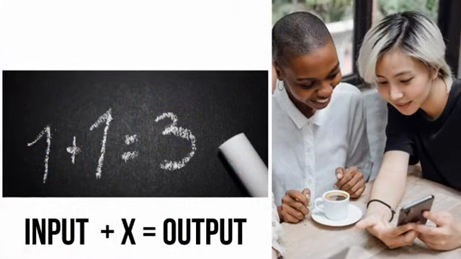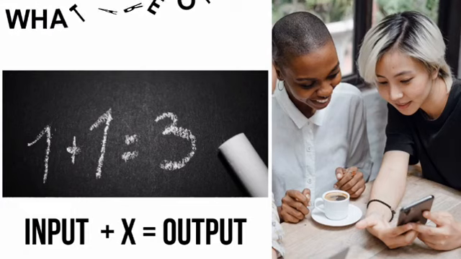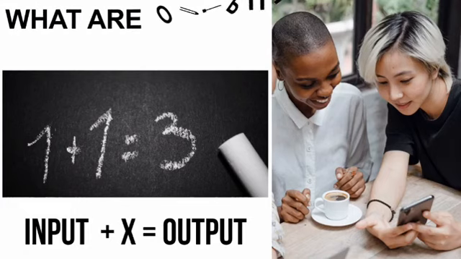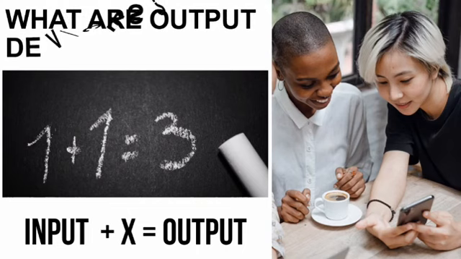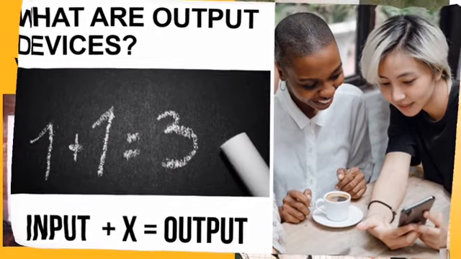So we get our processed data, that's the result of processed data, out of the computer via the output unit. So the user gets the feedback through the output devices.